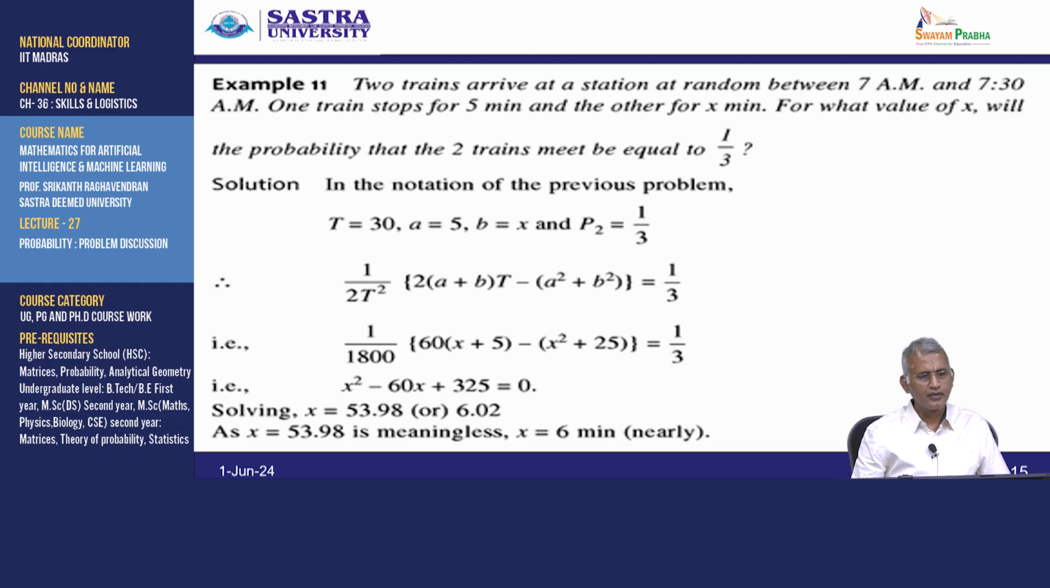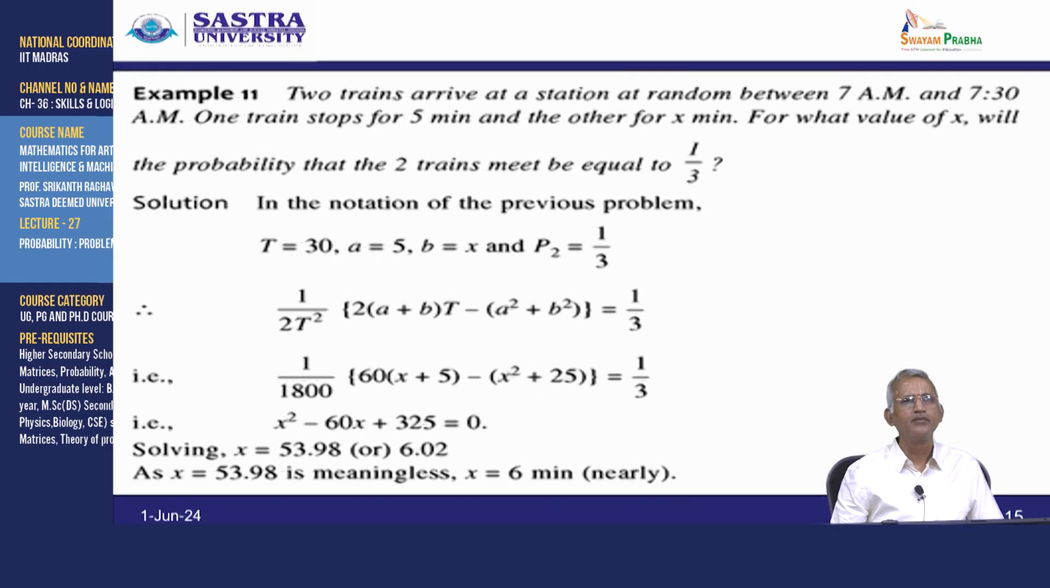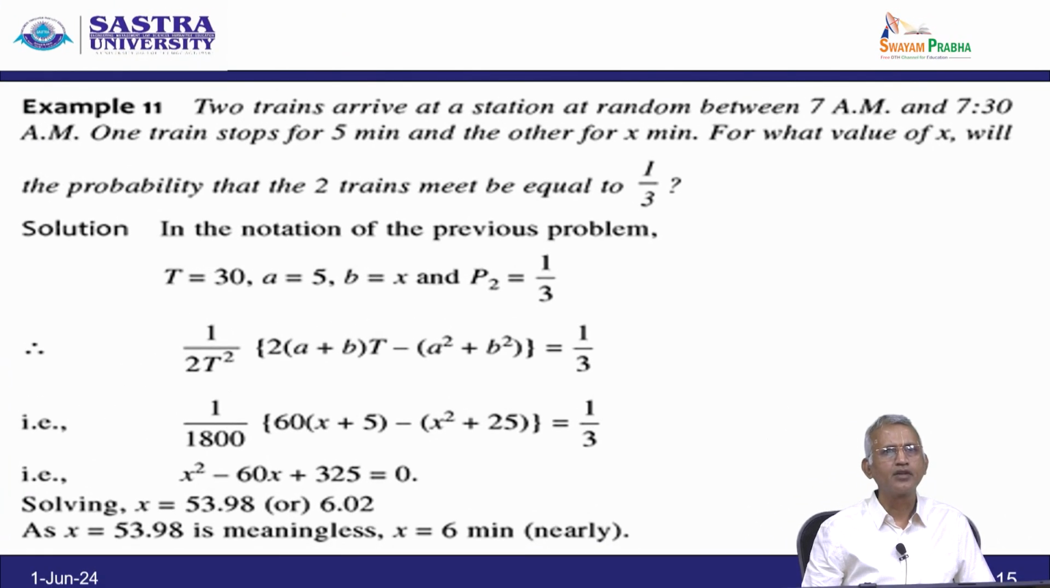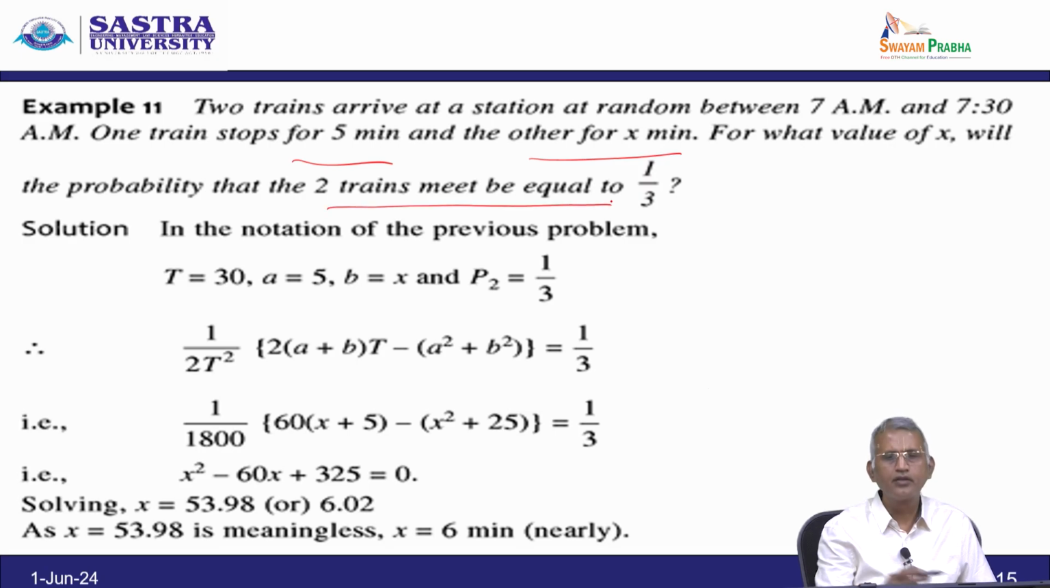Next problem. Two trains arrive at a station at random between 7 am and 7:30 am. One train stops for 5 minutes and another for x minutes. For what value of x will the probability that the two trains meet be equal to 1 by 3?